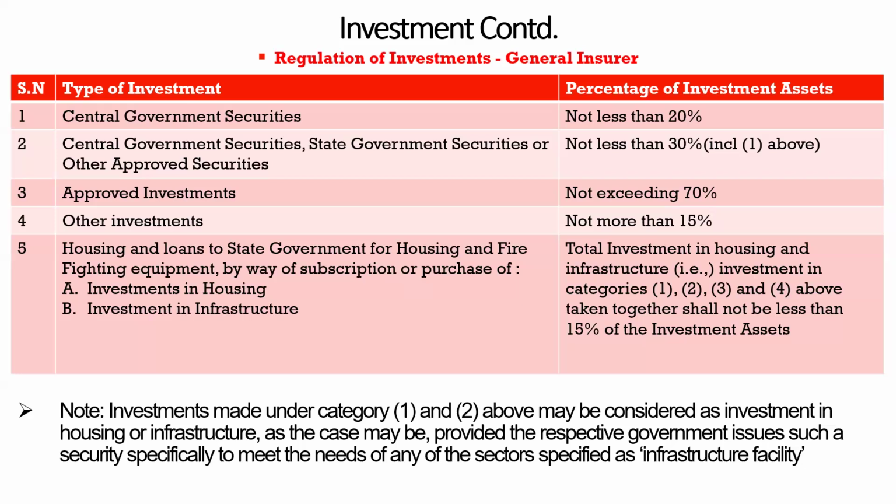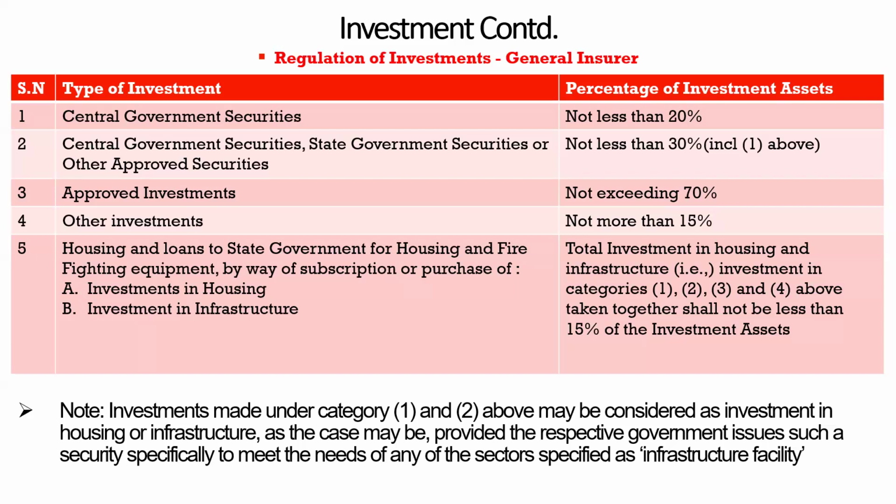Central government, state government, or other approved securities should not be less than 30%. Meaning in total, central government plus state government plus other approved should be minimum 30%. So the balance 70% goes to approved investment. So approved investment not exceeding 70%. Other investment that is not more than 15% out of the above three.